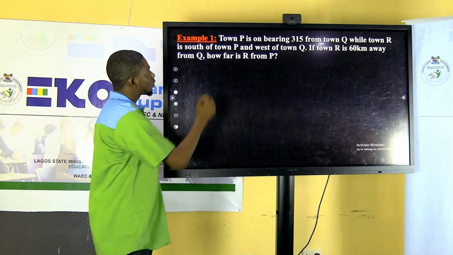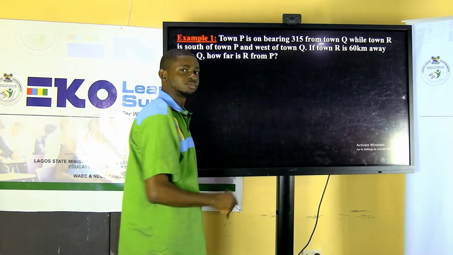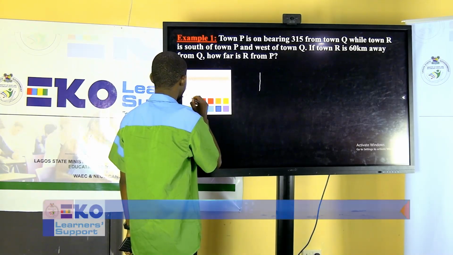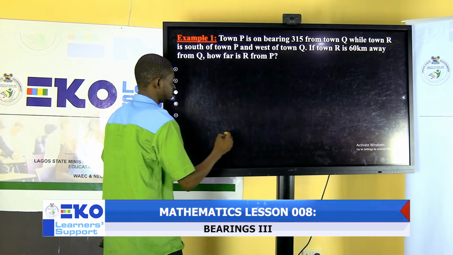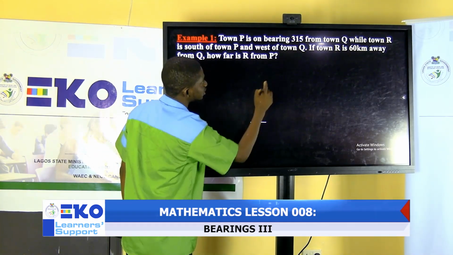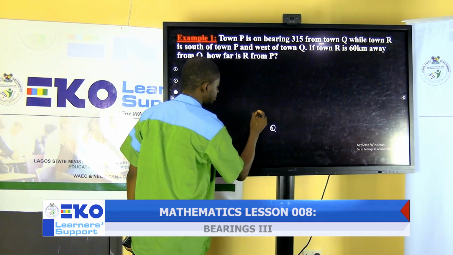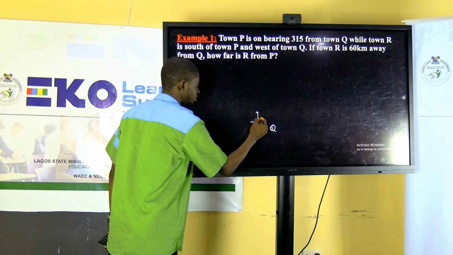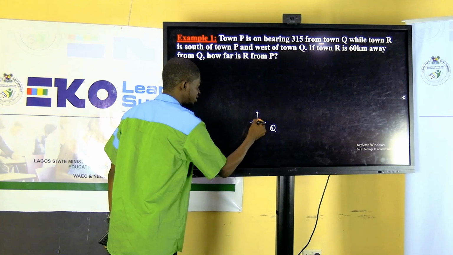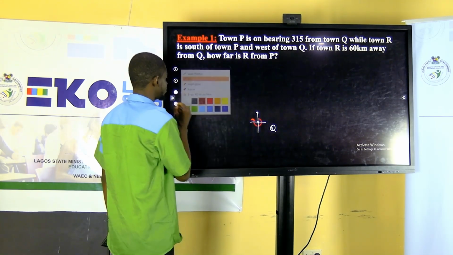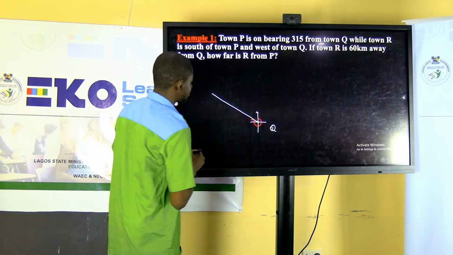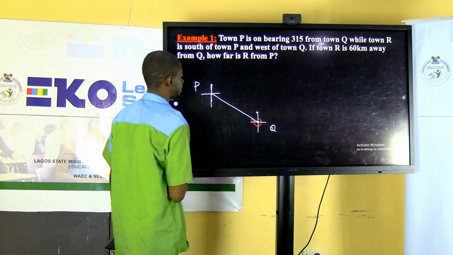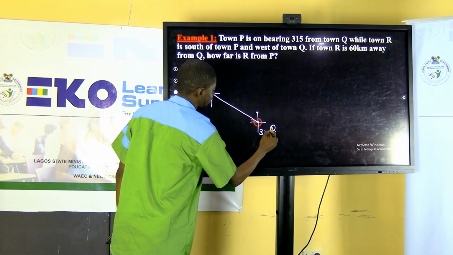Now let's interpret this. Town P is on a bearing 315 from Q, so our reference is Q. If this is our town Q, the starting point, and this is the north of it, then P is on a bearing 315. Bearing 315 reads 90, 180, 270, and 315 will probably be here. This is the point P. Let's write 315 degrees. That's the bearing.